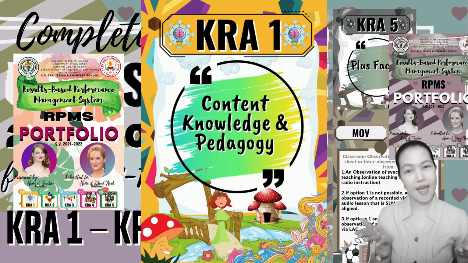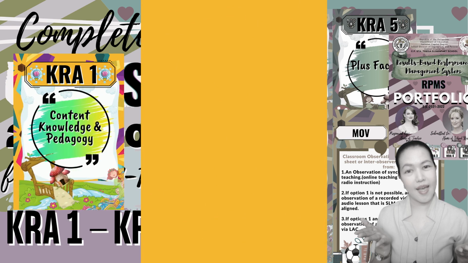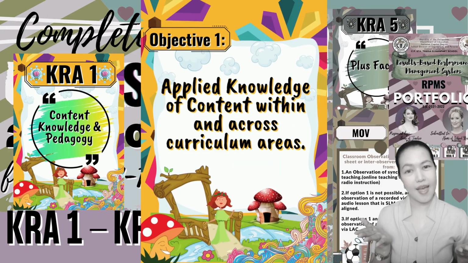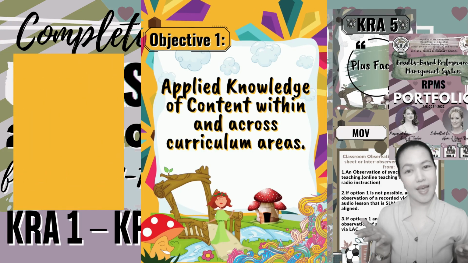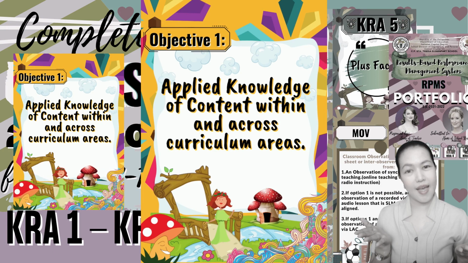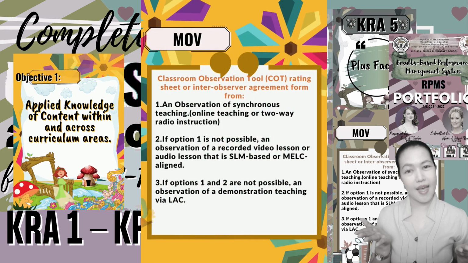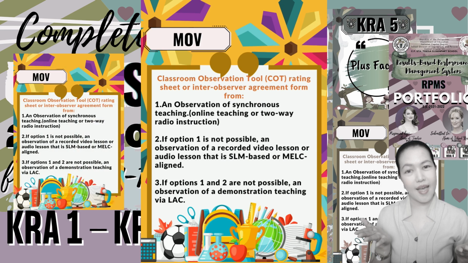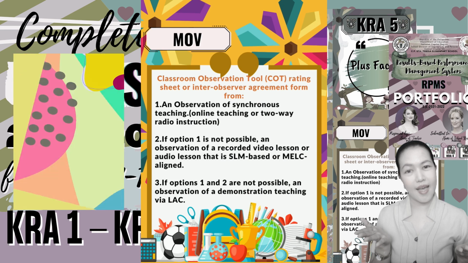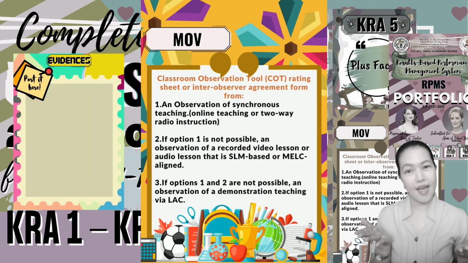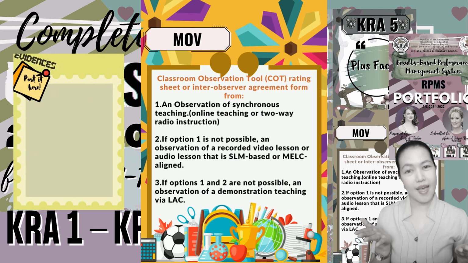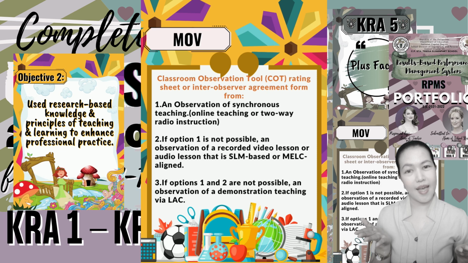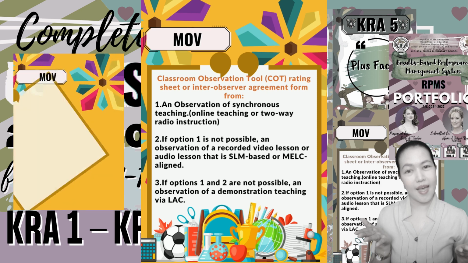Let's go to Content Knowledge and Pedagogy or CRA number 1. Objective 1. Applied knowledge of content within and across curriculum areas. MOV needed. Classroom Observation Tool or COT rating sheet or Inter-Observer Agreement form from number 1. An observation of synchronous teaching or online teaching or two-way radio instruction.